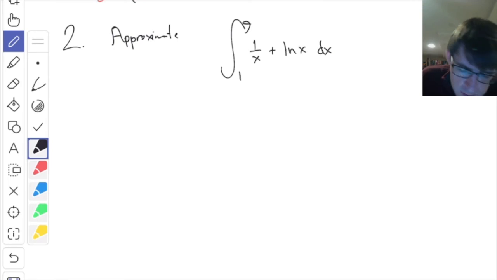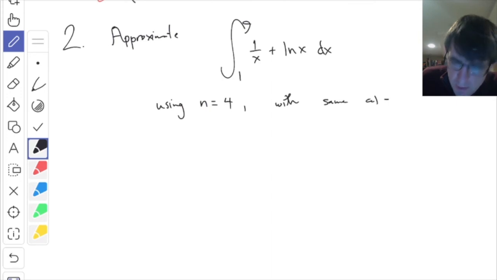All right, I have to tell you about the n. Let's say using n equals 4, with the same a through e parts. So I'm going to do the left endpoints, then the right endpoints, then the midpoints, then the trapezoid, then the Simpson's. All right? Let's do them. So first off, right endpoints. This would be like the part A.